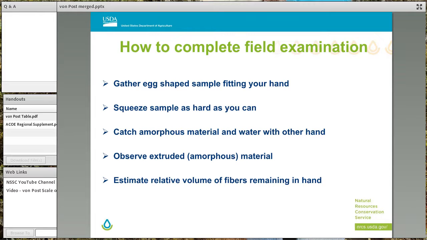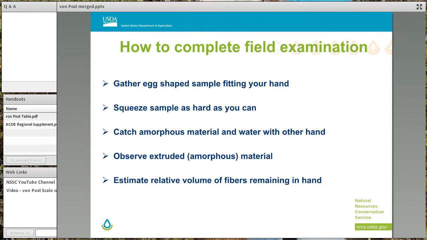How to complete a field examination? Well, place enough soil to fill the hand when the fingers are gently curved against the palm. Gently bounce this egg-shaped soil unit until it fits your hand. Add or remove organic material to fill the gently curved pocket in your hand.